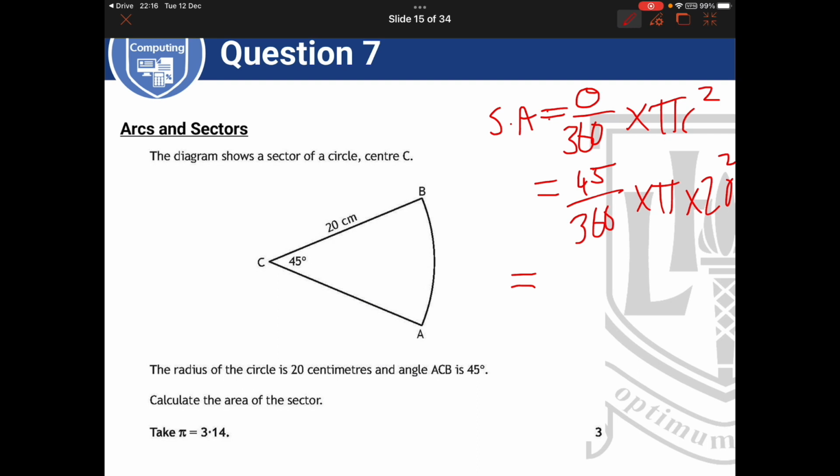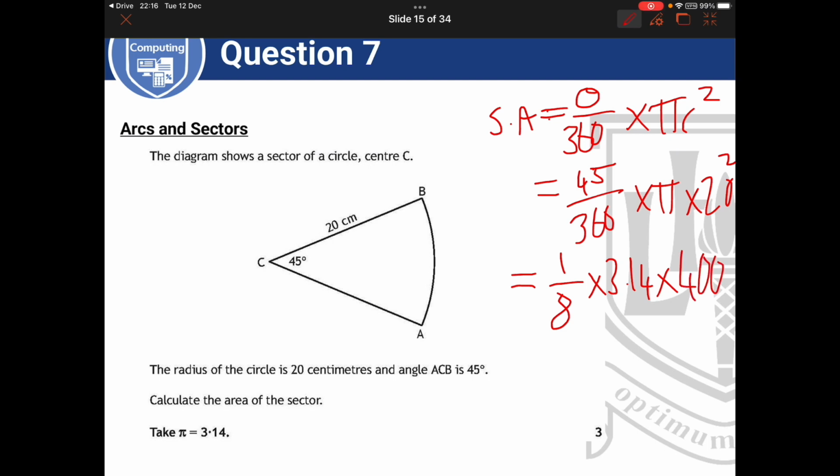So 45 over 360 is a fraction that can be simplified. There are 8 45s in 360, so we can get that all the way down to 1/8. Times pi, which they told us to use 3.14, so we'll stick that in for 3.14. Times by 20 squared. Well, 20 squared is 20 times 20, that's 400.